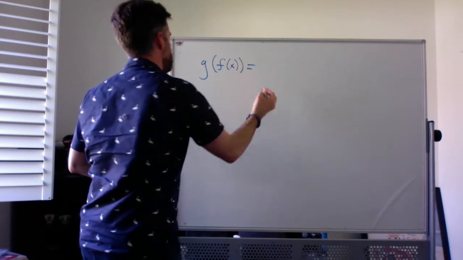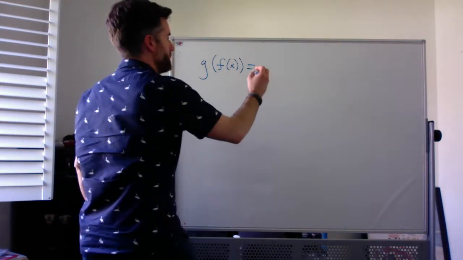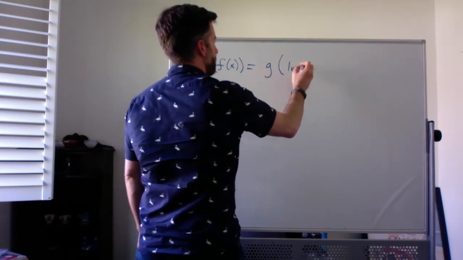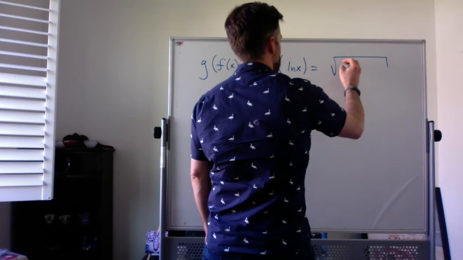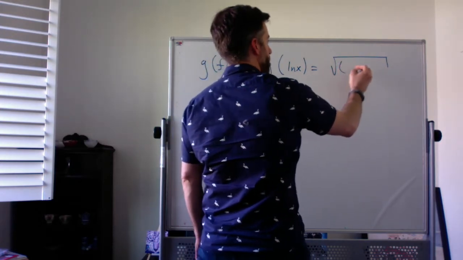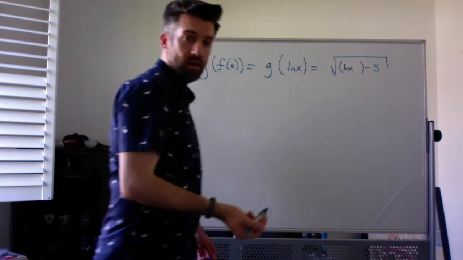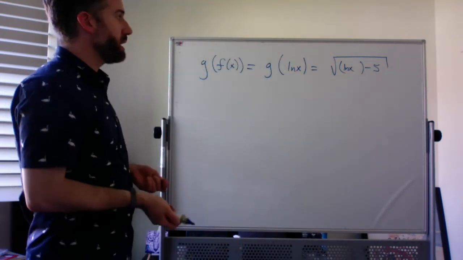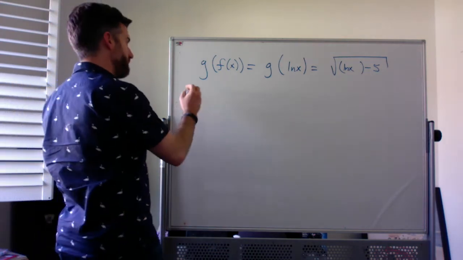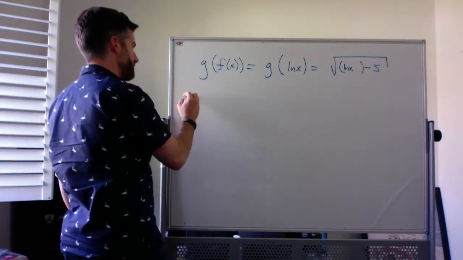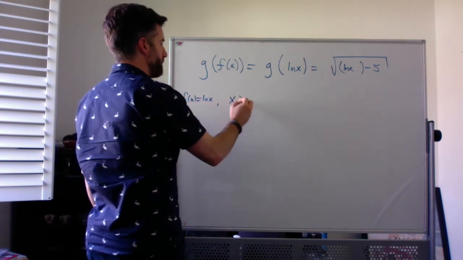So g of f of x is, g was the square root, so it's g of the natural log of x, so it's the square root of not x minus 5, but the natural log of x minus 5. Again, we have to observe the domain of the inner function always. So for the inner function, natural log of x, we know that x has to be greater than 0.